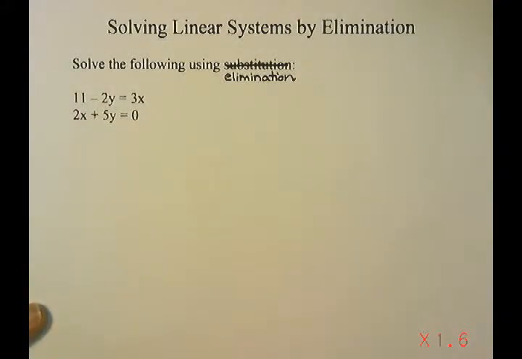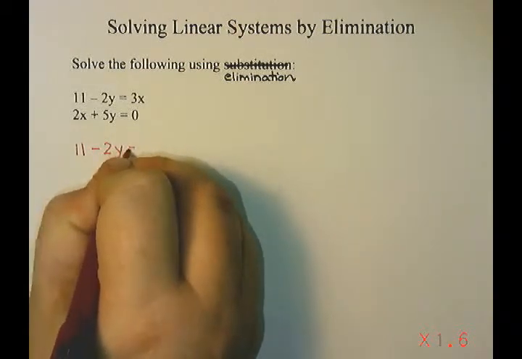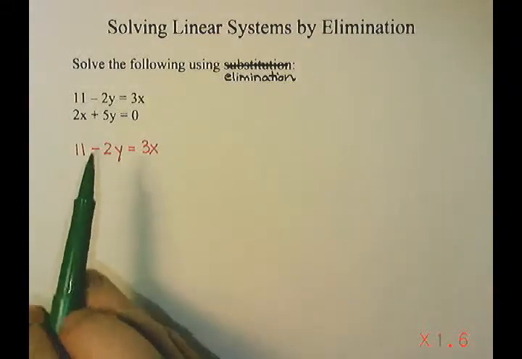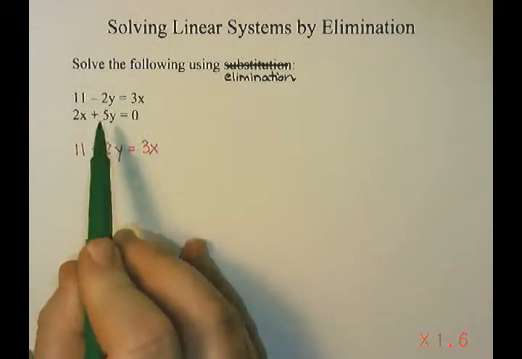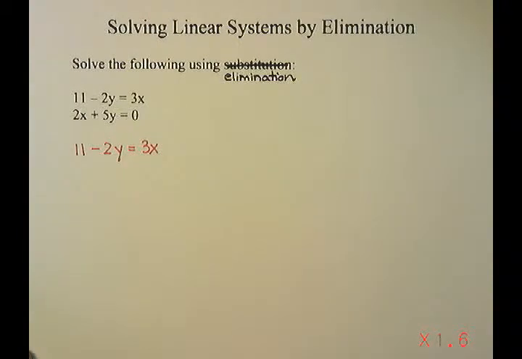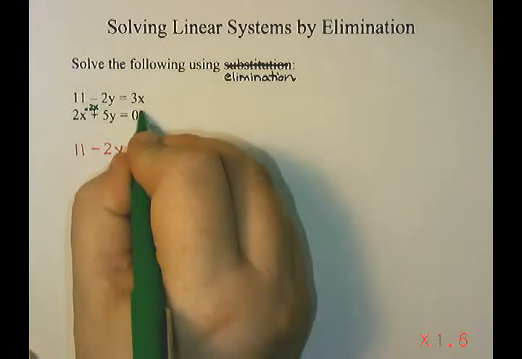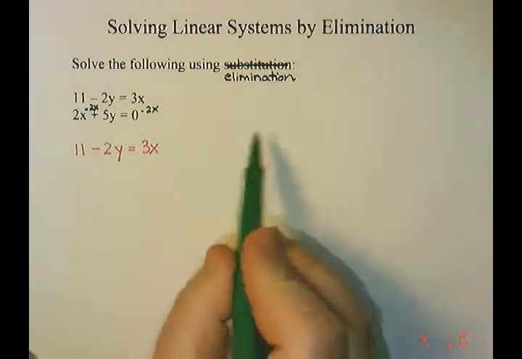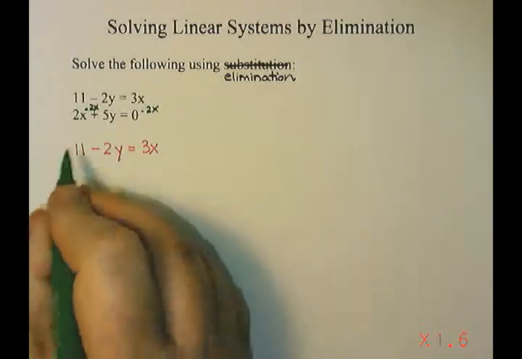So I think I'm actually going to leave the first one the same and rearrange the second one to match. So if I take a look at the second one, I notice that the x needs to be on the other side and that the y needs to stay here. So what I'm going to do is take 2x away from both sides to move it over to the other side. So when we're doing substitution, I would write the equation over here. But since we're doing elimination, I'm actually going to write the equation underneath this one.